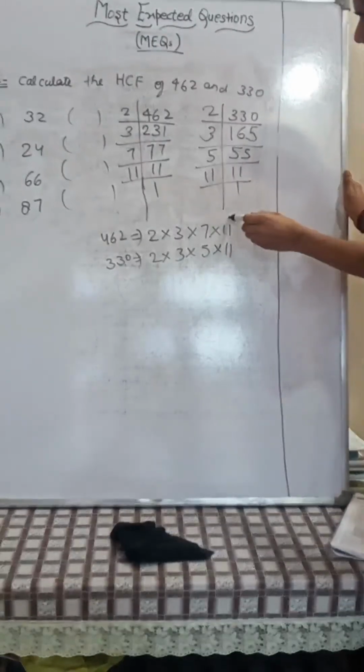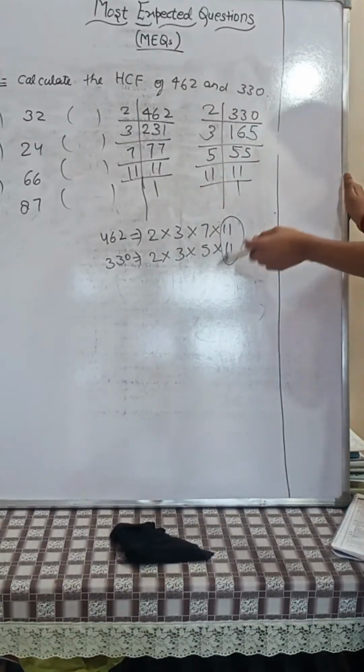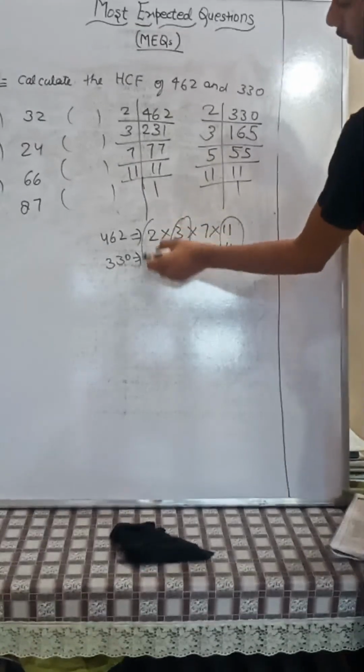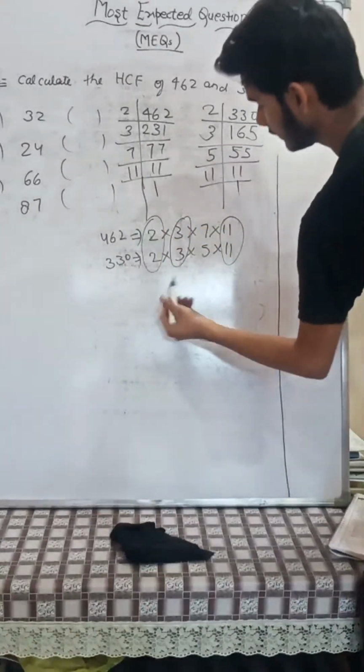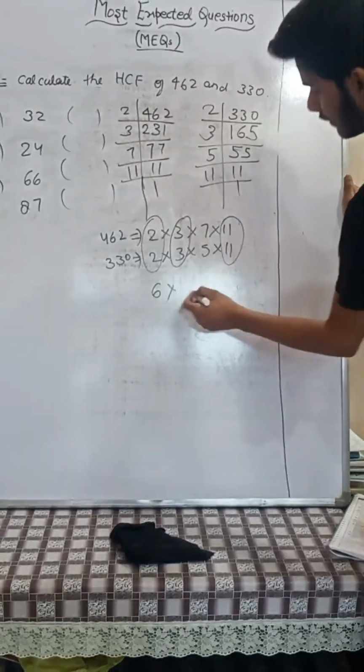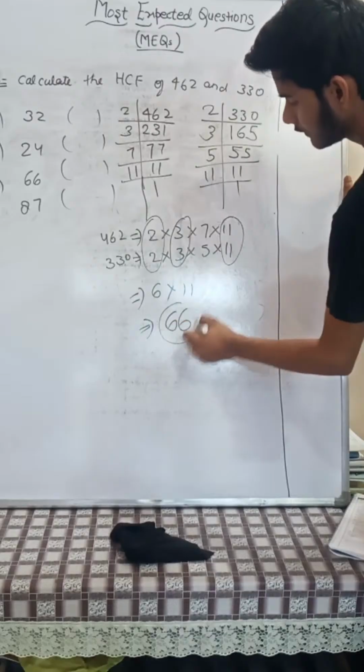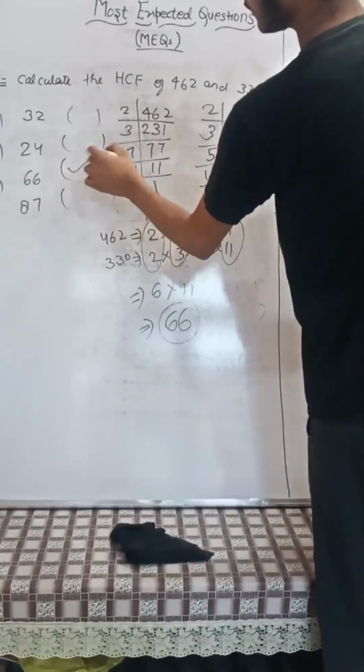Here you can check, 11 is common to both. 3 is common to both. 2 is common to both. 2 times 3 times 11, that is 66. 66 is your answer. Option C is correct.